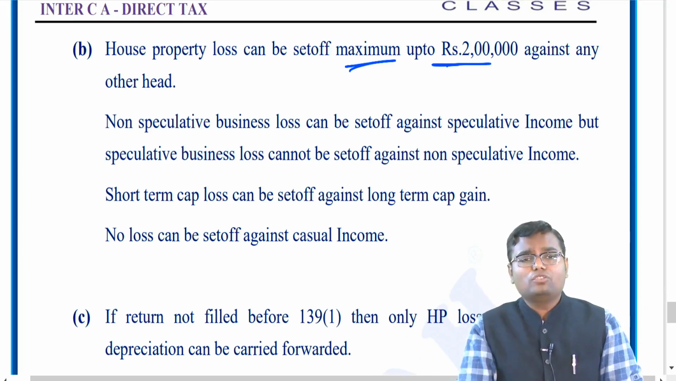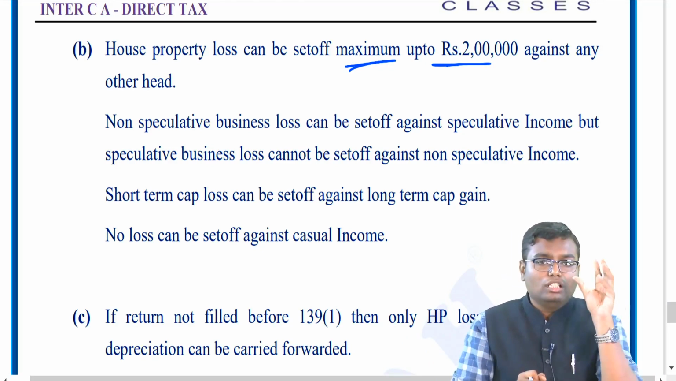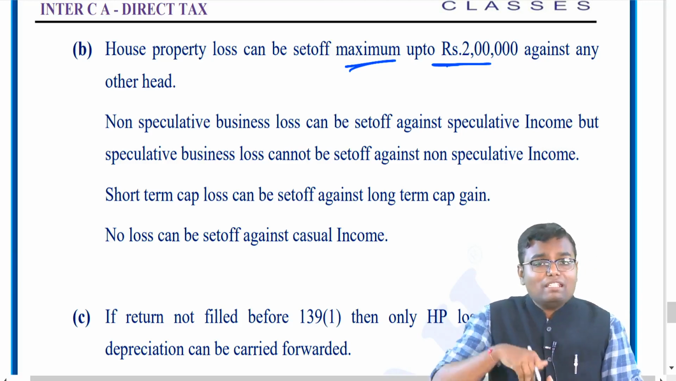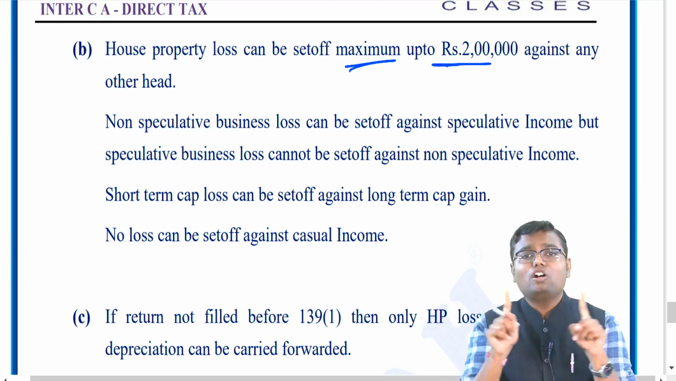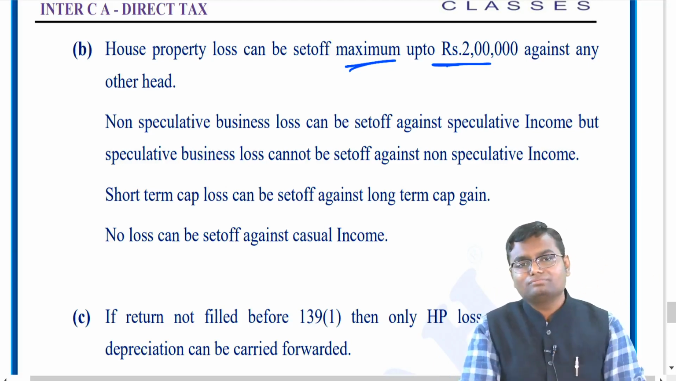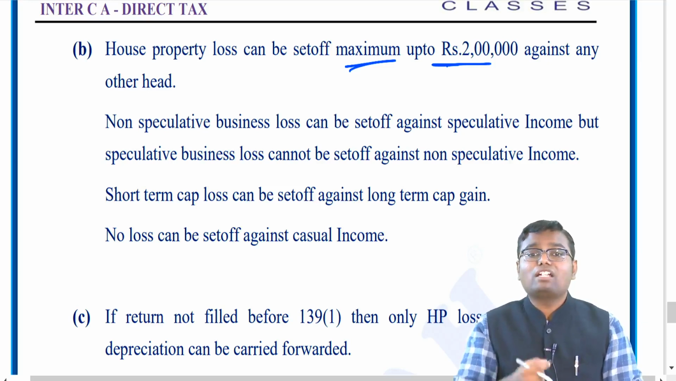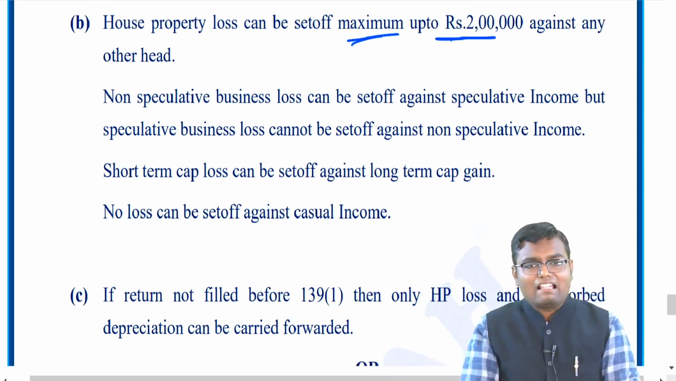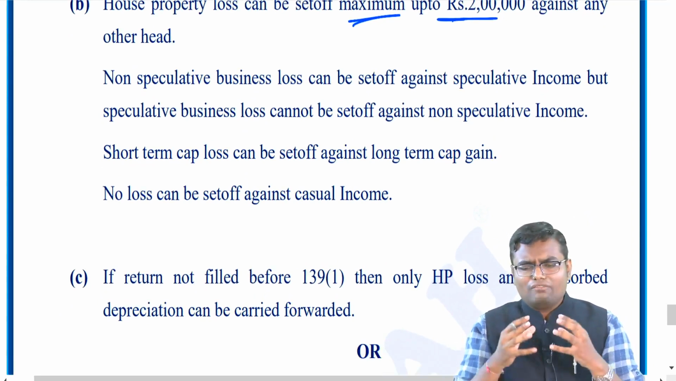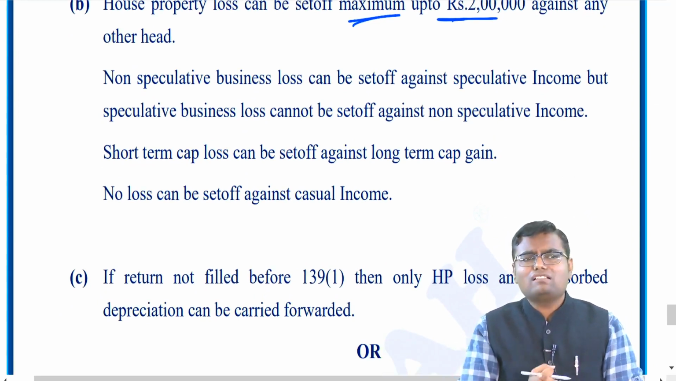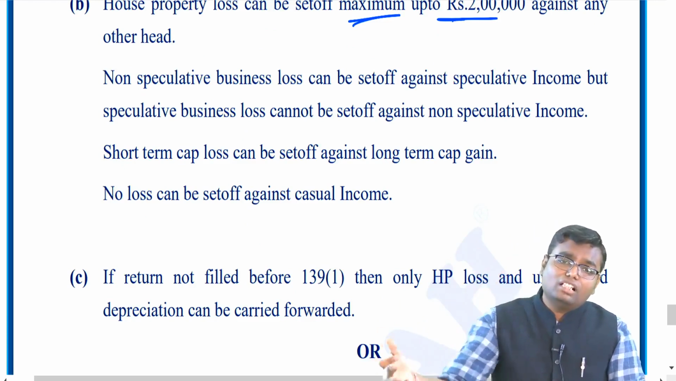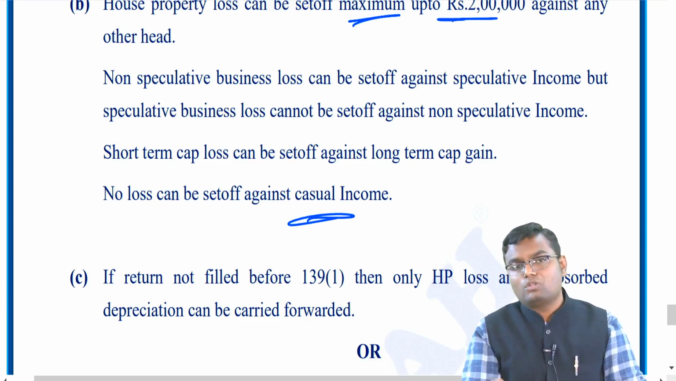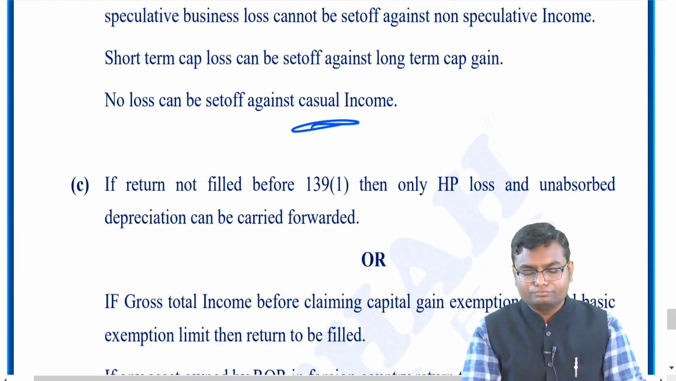Second point which you had to keep in mind while solving this question: non-speculative business loss can be set off against speculative income, but speculative business loss cannot be set off against non-speculative income. Third point, short-term capital loss can be set off against long-term capital gain. And last, whatever is the loss of horse races, you cannot set it off against any other head. You cannot set off any other losses against casual income also. That has to be directly taxable.